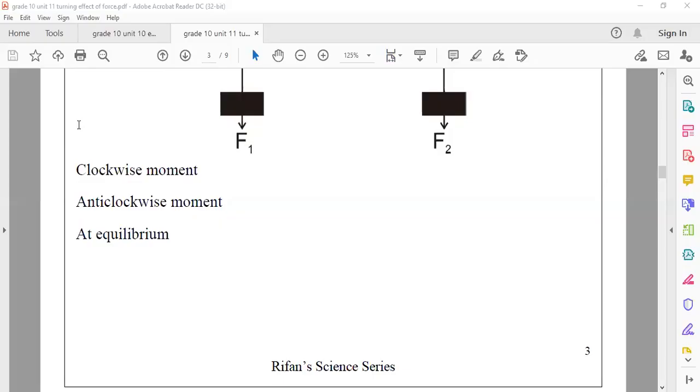That position is equilibrium. If so, the clockwise moment and anti-clockwise moment are equal. Equilibrium. Anti-clockwise moment is equal to whom? Clockwise moment. Clear? Yes, sir.